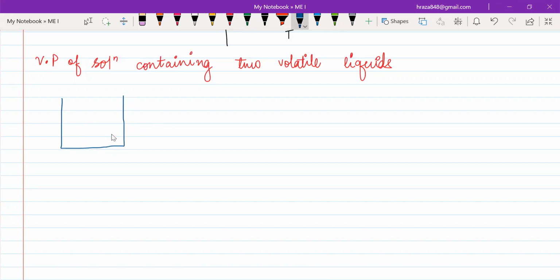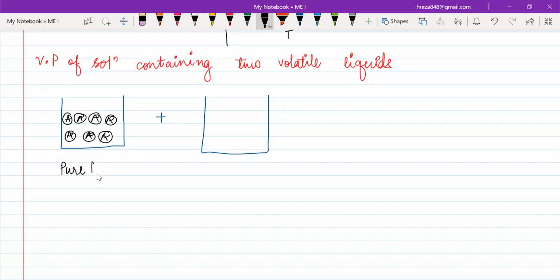This is a container. Both the liquids are volatile. That means the solute and solvent are volatile. And let's say only A is present in this container. So here we can call it pure liquid A. And only B is present here, and that is pure liquid B.